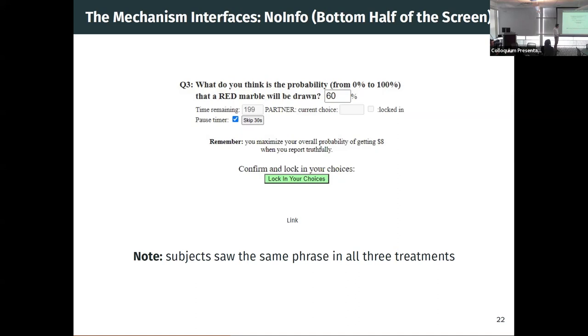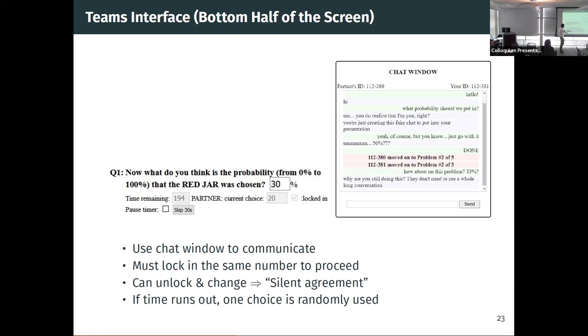How does chat work? They get a chat window, they can send messages to each other, and there's a timer running. The way it works is they both have to type in a belief. If they agree, then they can move on. If they don't agree, they're stuck until they either agree or time runs out. If time runs out, then we randomly pick one.